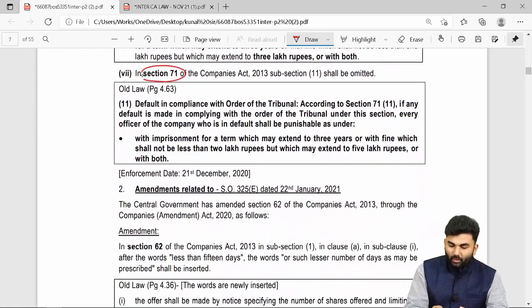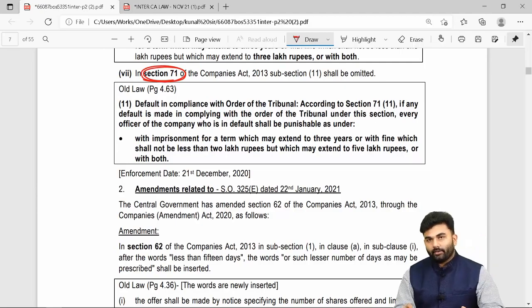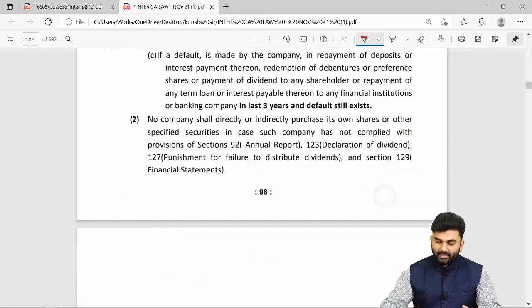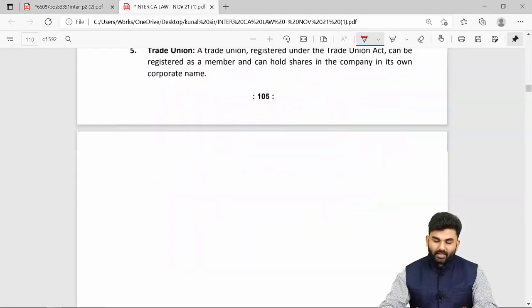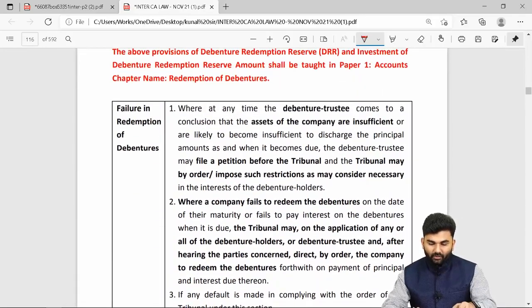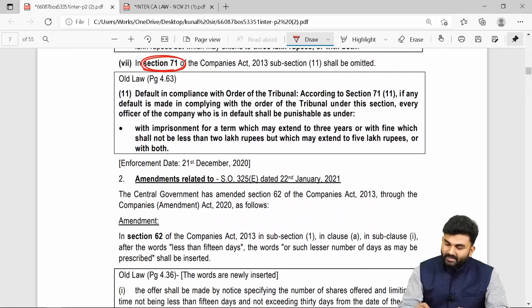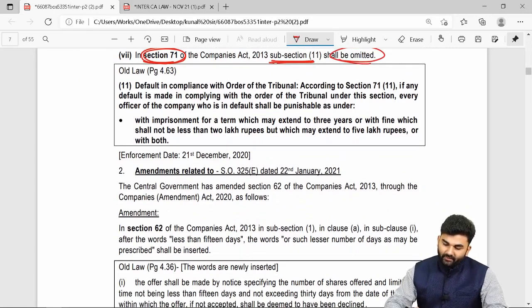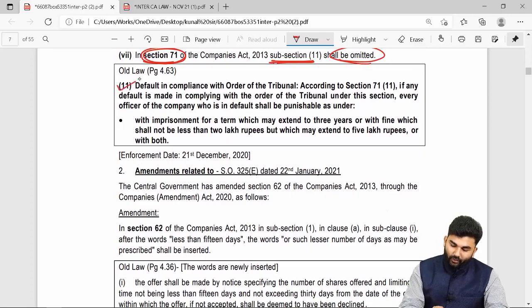Okay. The next is about section number 71, which is about debentures. In the provisions of debentures, subsection 11 shall be omitted, and subsection 11 is the penalty provision.